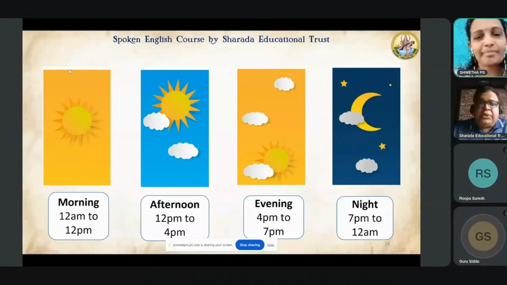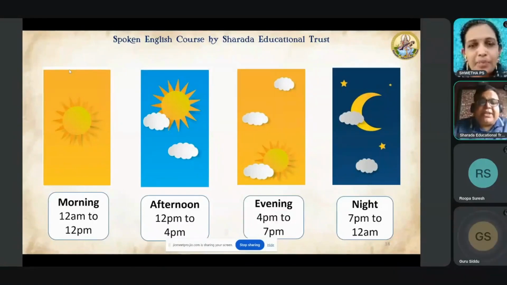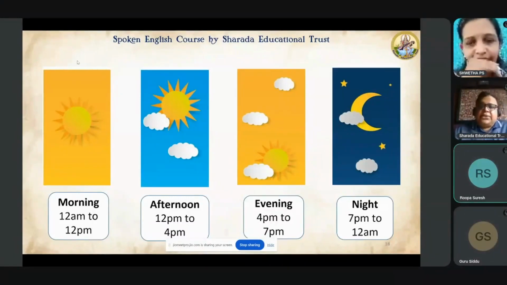So afternoon, if it is 1 p.m. or 2 p.m., during your midday meal, you mentioned 1:15. At that time you meet somebody, what will you say? Good afternoon. Yes, good afternoon. So that is how it works.